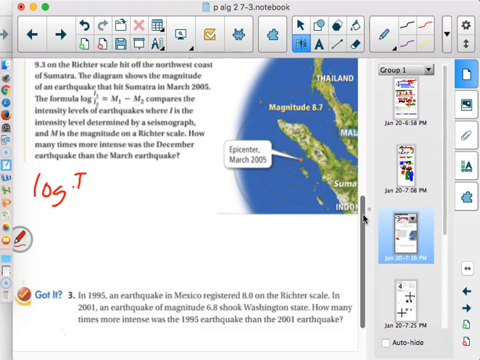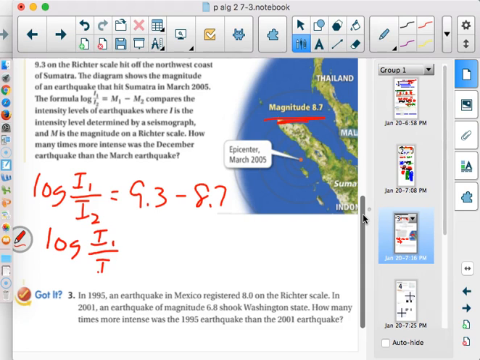The formula said the logarithm of intensity 1 over intensity 2 equals. This is comparing the magnitudes. We're comparing the magnitude of the first one with the second one. And it said, in December 2004, an earthquake with a magnitude 9.3. So the first one was 9.3. And we're supposed to subtract what we have for the second one. And the second one's in the picture, and that's 8.7 over here. All right, so the logarithm of intensity 1 over intensity 2 equals, well, that's just 0.60. 9.30 minus 8.70 would be 0.60.